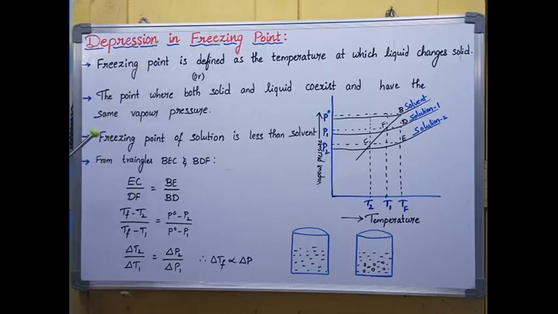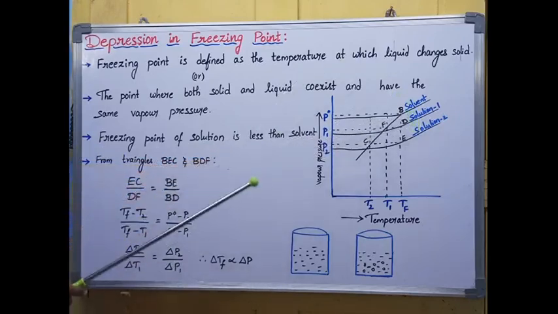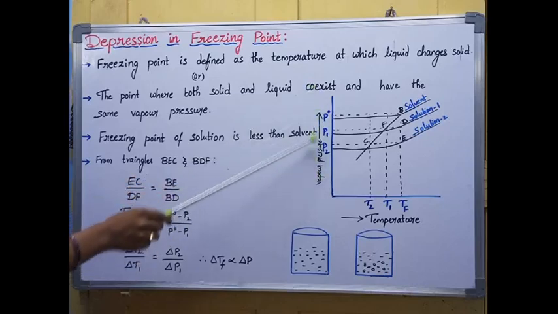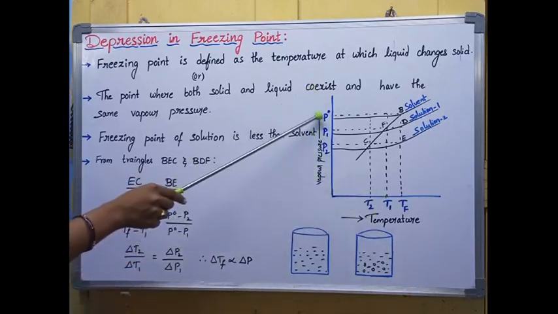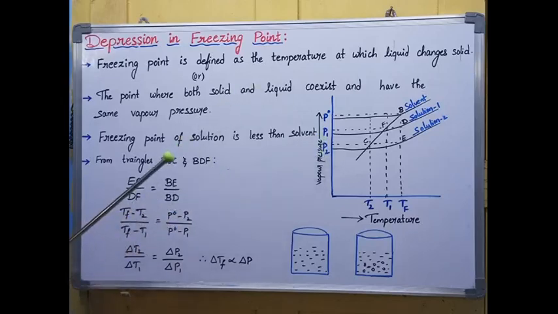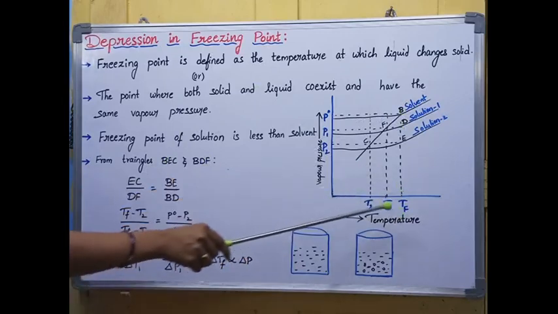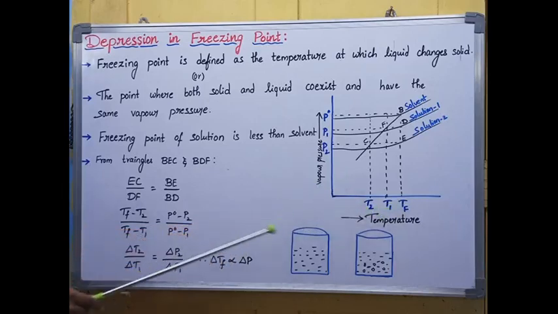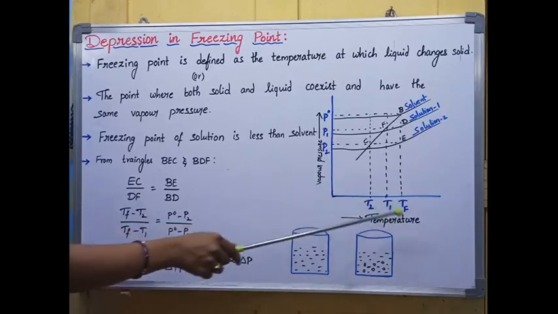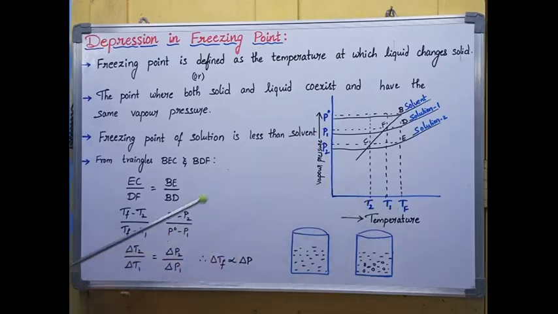Now, for example, I'm plotting a graph between vapor pressure and temperature by taking two solutions and the solvent. You can observe the solvent, solution 1 and solution 2. I'm drawing vapor pressure on this side and temperature on this side. At the beginning the solvent will have higher vapor pressure and the solutions will have lower. You can observe that the pure solvent's freezing point is TF. T1 and T2 are the solutions' freezing points. When compared to the solvent's freezing point, the solutions' freezing points are less.